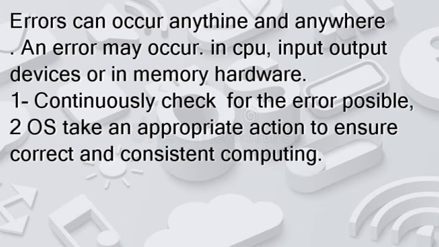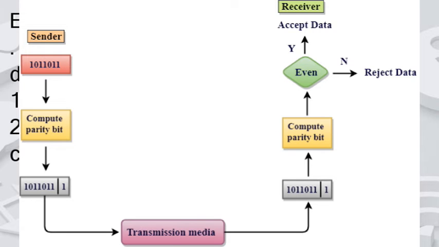The next thing that we have is error handling. As we are talking about operating system services, we also need to know what the things are that an operating system can do. So what is error handling? Errors can occur anytime and anywhere. An error may occur in the CPU, in input output devices, or in memory hardware. So we can get an error in any of these places. Now, what are the various activities that the operating system will do? Continuously checking for possible errors. Now let me give you a very simple example.